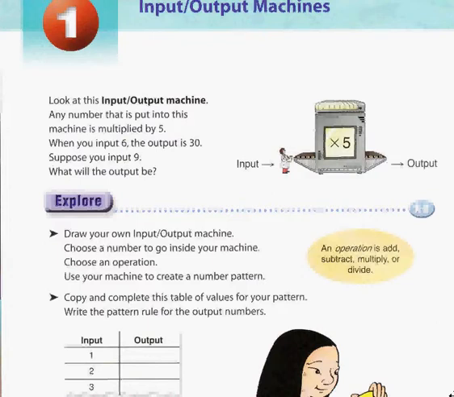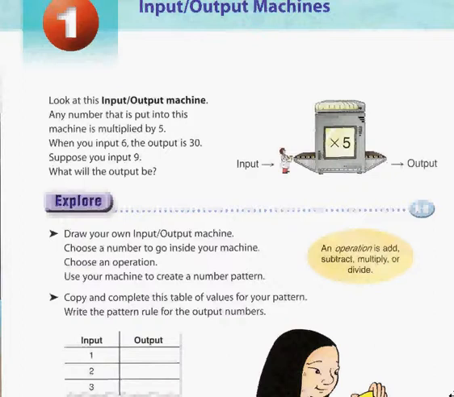Okay, we're finally on to lesson 1, input-output machines. If you take a look at the diagram there with the little person and the great big machine with the times 5 in it, this is called an input-output machine. Any number that you put into the machine is multiplied by 5.